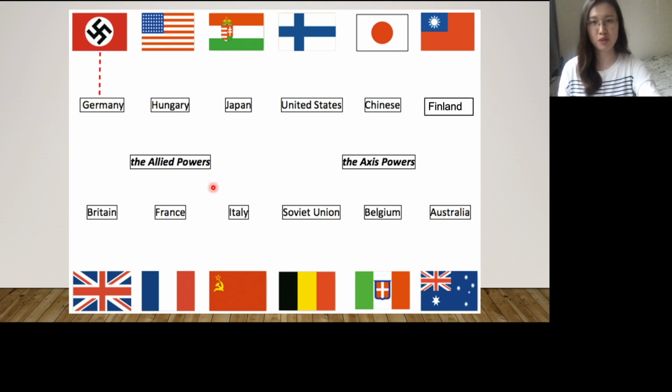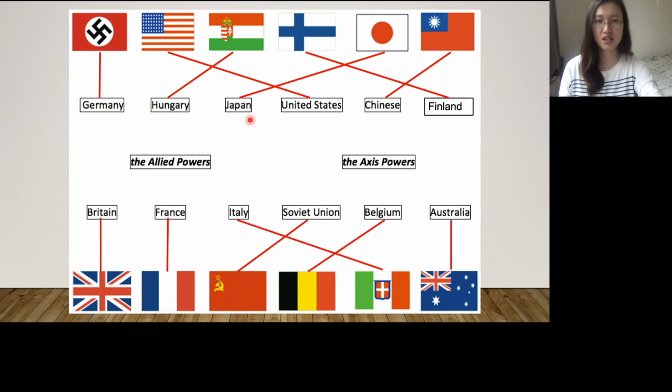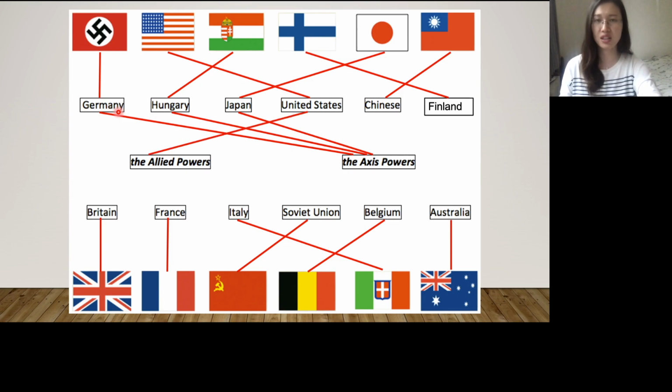Firstly, like the German flag, the US, this is Hungary's flag, this is obviously Finland, Japan, this is the Nanjing government, right? And also Finland, and also these are the flags for those countries. And also Germany, do you think they are Allied powers or Axis powers? Of course, Axis powers, right? How about Hungary? Also Axis powers. And then Japan, Axis powers. United States, Allied powers, but they didn't really join at the beginning of the war. We're going to talk about this.